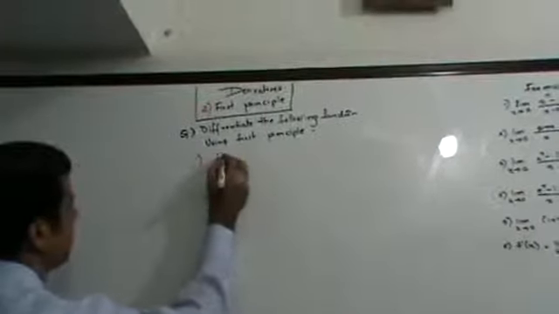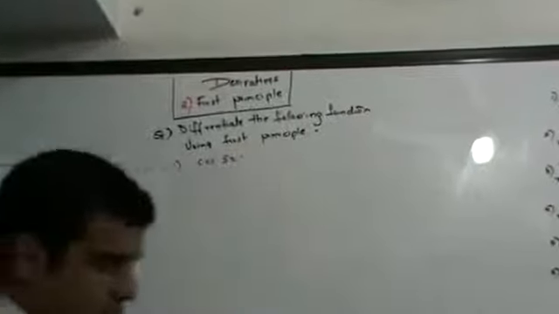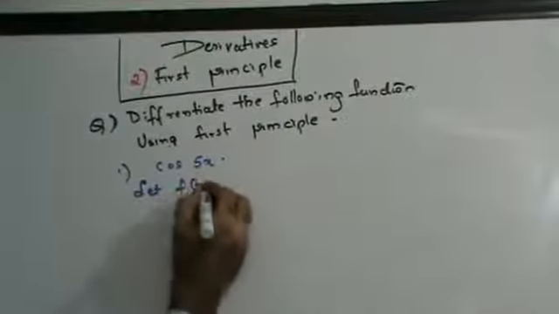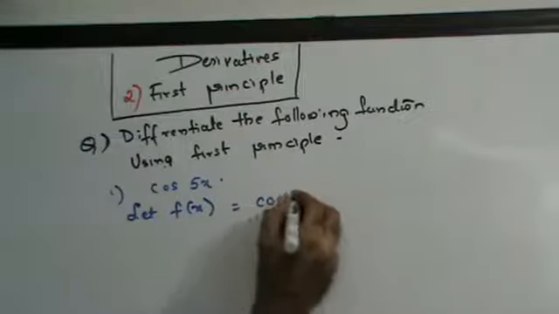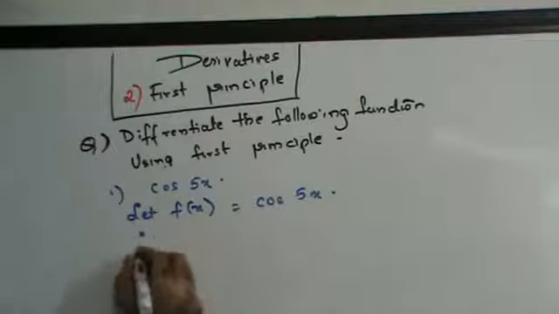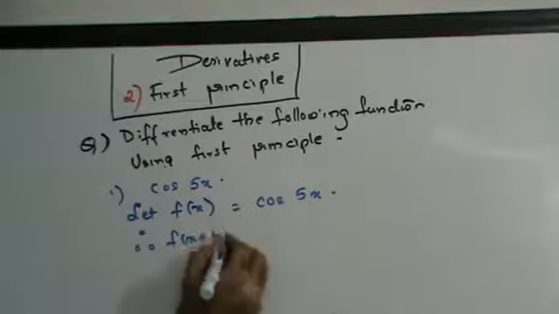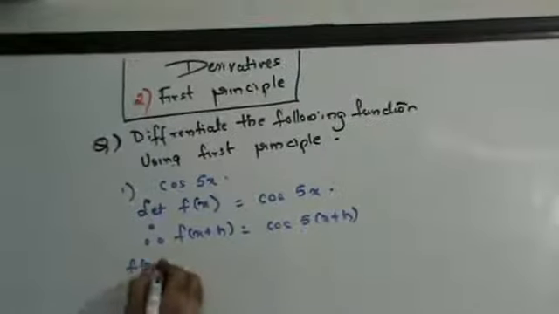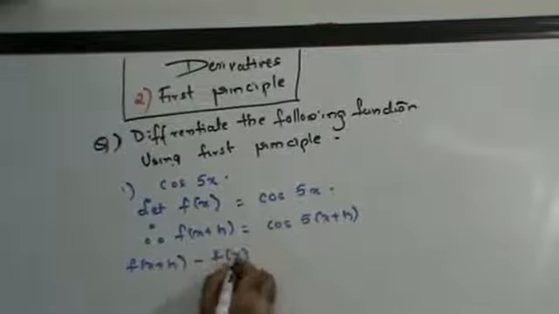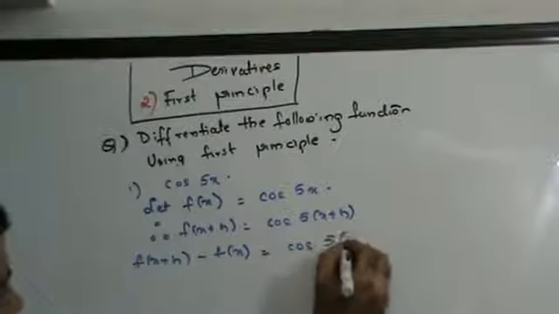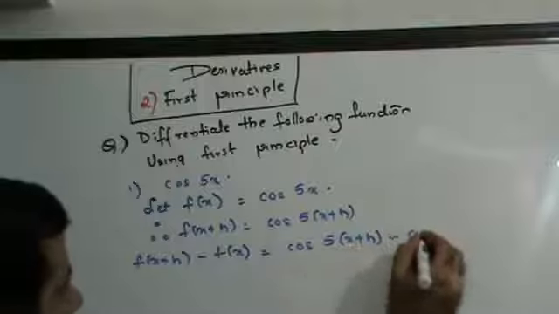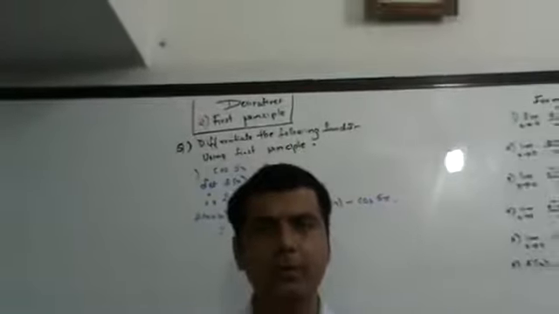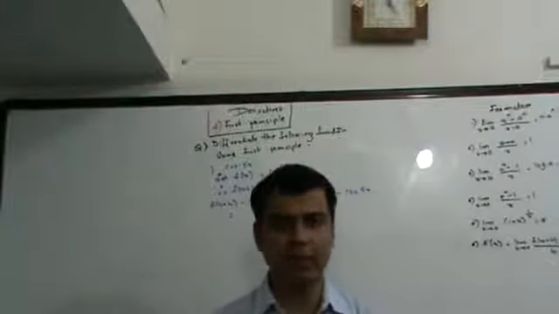Suppose I had cos 5x. Let's see how we do this sum. Same method that you used in the first part: let f of x be equal to cos 5x. Therefore f of x plus h is going to be cos of (5x plus h). f of x plus h minus f of x is going to be cos(5x plus h) minus cos 5x. Cos minus cos, you will be using the factorization formula. Cos C minus cos D is minus 2 sin.